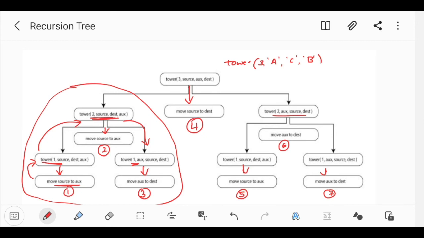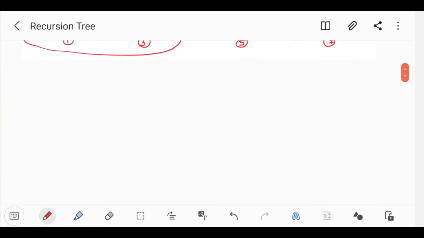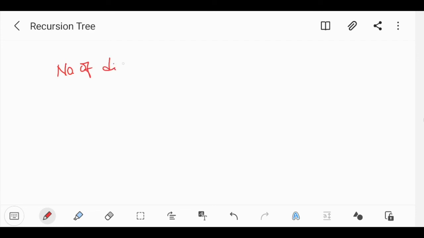So there are 7 steps. Let's continue to understand if this number of steps has any relation with the number of disks in the problem statement. Yes, so let's say number of disks, and let's say number of moves or number of printf statements that you see as an output, right?